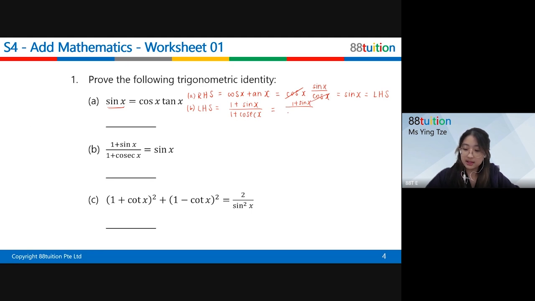We know that cosecant x is the same thing as 1 over sine x. So I convert it here. And then I'll make the denominator into one fraction. Okay, then after that, I will bring up the sine x on top. And then these two things are the same, so I can cancel it off. And then I arrive at the right hand side.